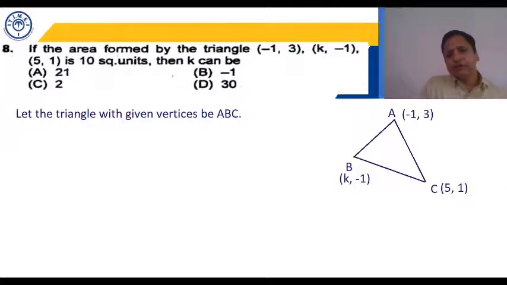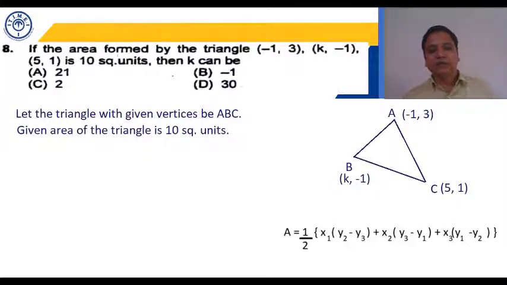Now we wish to find the value of k, and maybe we are getting more than one value. Question is not asking for a specific value, it's asking what can be. So we have to select which value can be the possible case. Now let the triangle with vertices be ABC. Then given the area of the triangle is 10 square units, that is given, and we know the formula for area of a triangle with 3 vertices given as A equal to half x1 bracket y2 minus y3 plus x2 y3 minus y1 plus x3 y1 minus y2. These are the basic values given.